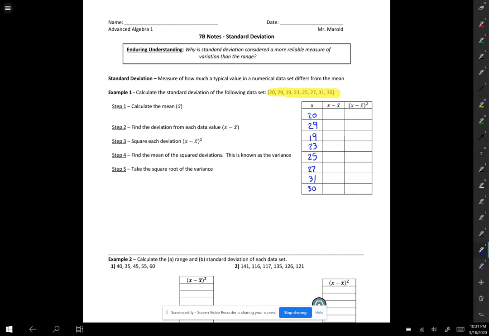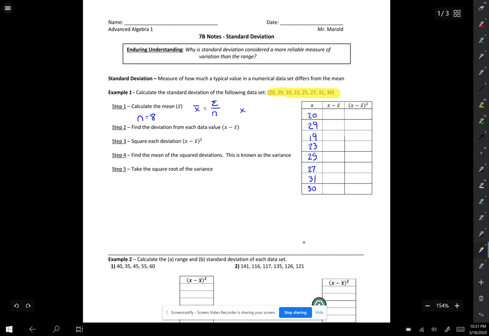Now for calculating standard deviation, if you remember our formula for calculating the mean, we used the symbol X bar for mean, and the formula was the sum of all the terms divided by n, which is the total number of terms. So we could start there. If we count the numbers in our set, 1, 2, 3, 4, 5, 6, 7, 8, we see that we have 8 terms. So n equals 8. If we add all the numbers up, we get a sum of 204.